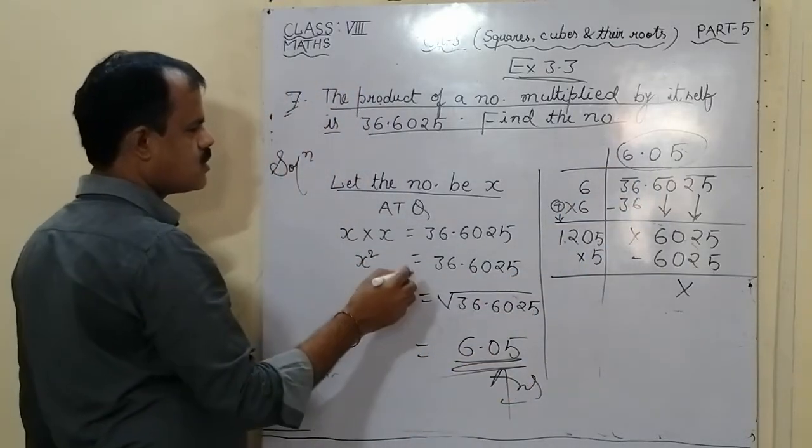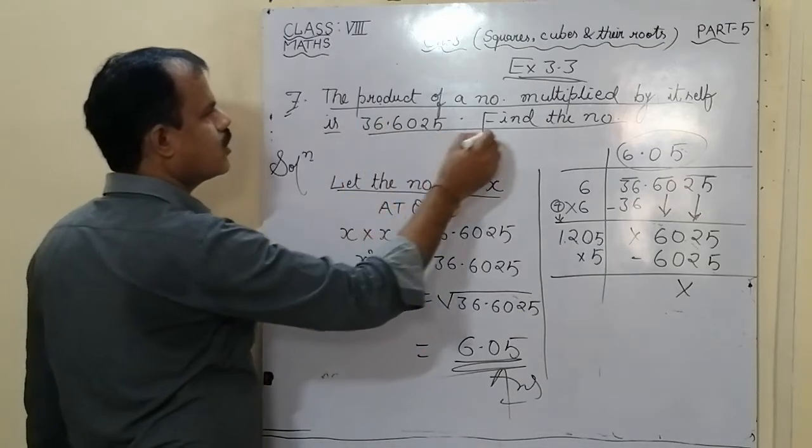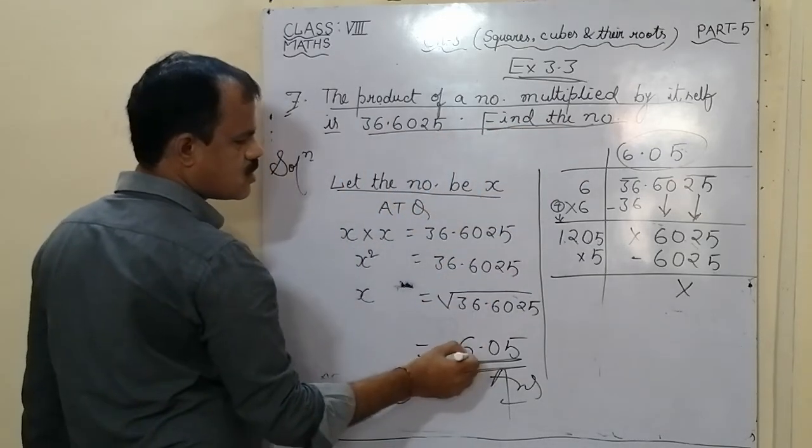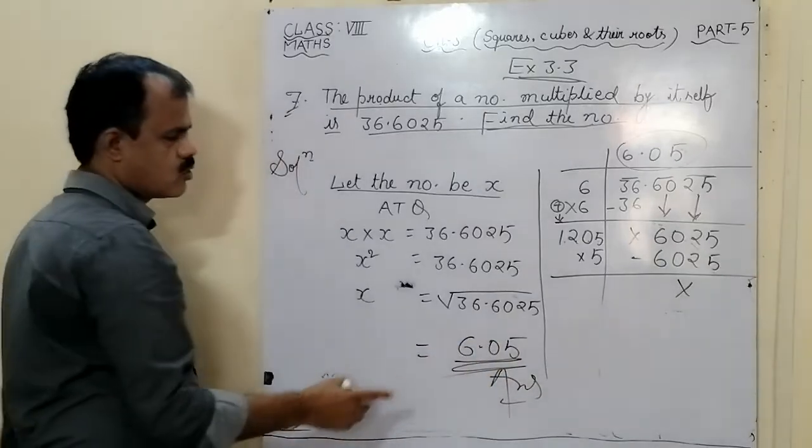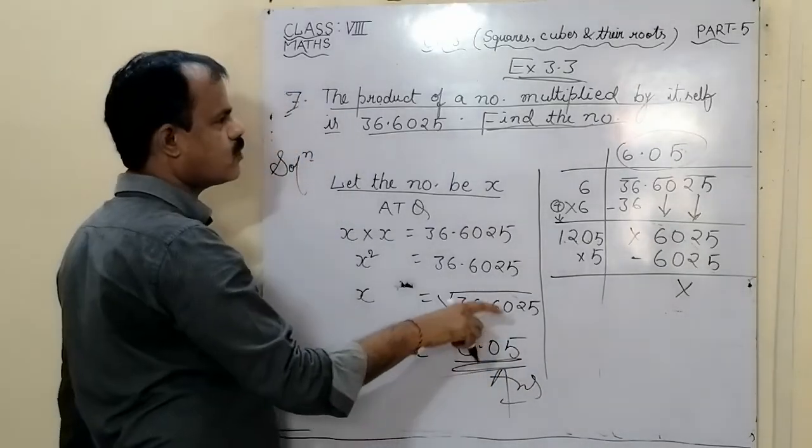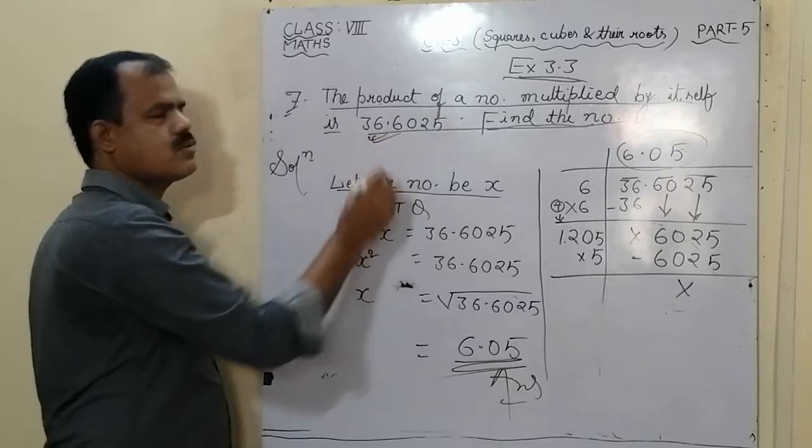So the required number is 6.05. So when we multiply 6.05 into 6.05, it becomes this.